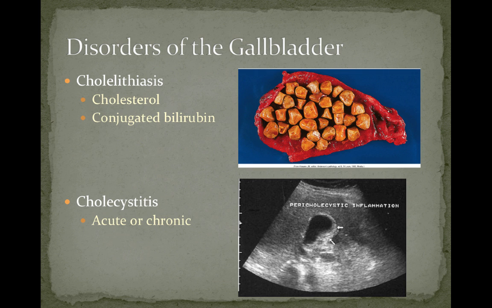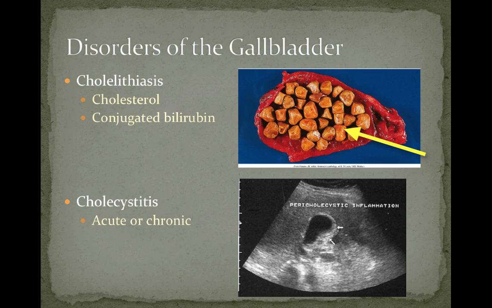So there are some disorders of the gallbladder. The two main ones that you see are stones and infection or inflammation. Cholelithiasis is stones, and cholecystitis is more of inflammation. So obstruction and inflammation are really the most common disorders of the gallbladder. Gallstones themselves, or cholelithiasis, are made of either cholesterol or conjugated bilirubin. They usually remain in the gallbladder, as you see here in this picture.